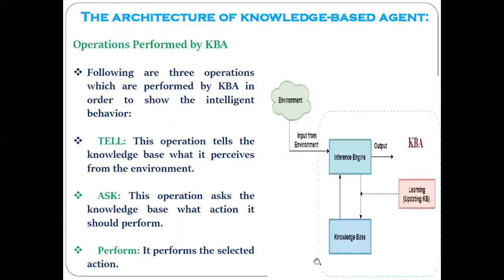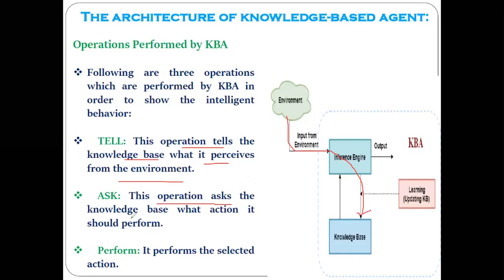So these are all the parts, and lastly we have seen the certain kind of behavior shown by knowledge base agents is through these three operations: tell operation, ask operation, and perform operation. Where the tell operation does what? The tell operation simply tells the knowledge base what it has perceived, meaning what information it has received from the environment, it is being told to the knowledge base.